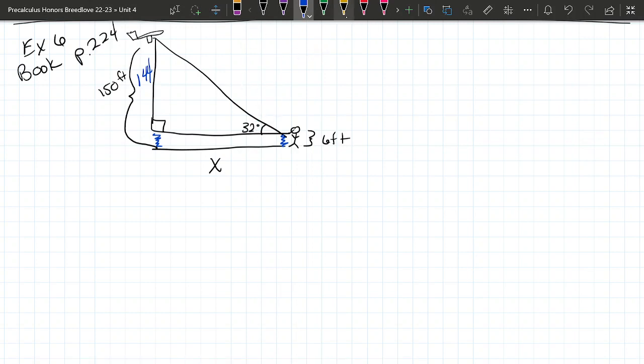All right, and now from the man, where the angle is of 32 degrees, across is the opposite, so this 144 is my opposite, and x is the adjacent. So we're looking at tangent of the angle, and the angle is 32 degrees, equals opposite over adjacent, so 144 over x.